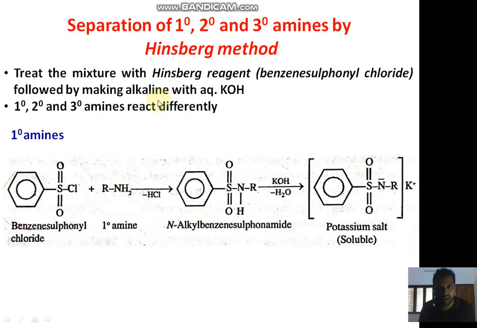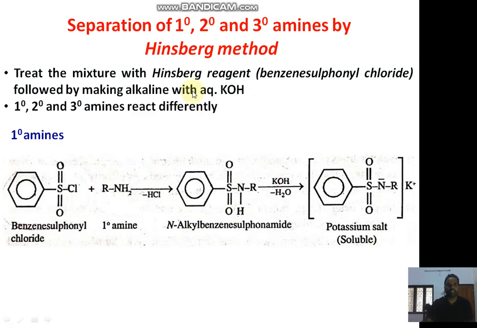Another thing we have to concentrate on is separation of primary, secondary, and tertiary amines by the Hinsberg method. If you have a mixture of amines which has primary, secondary, and tertiary, how do you separate it? So this is a method called the Hinsberg method, in which we use a reagent called Hinsberg reagent, that is nothing but benzene sulfonyl chloride. Benzene sulfonyl chloride is known as Hinsberg reagent.